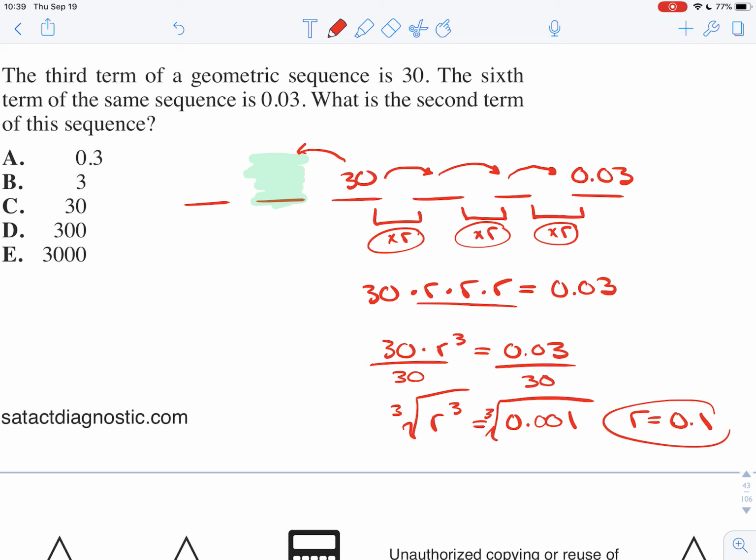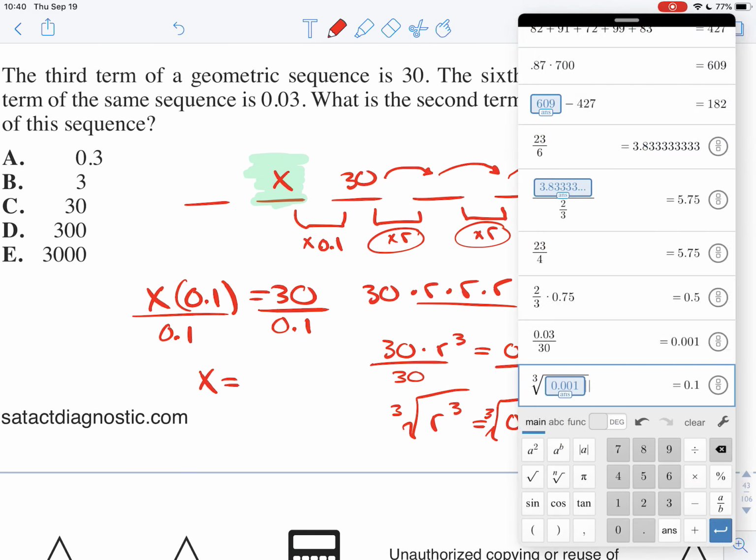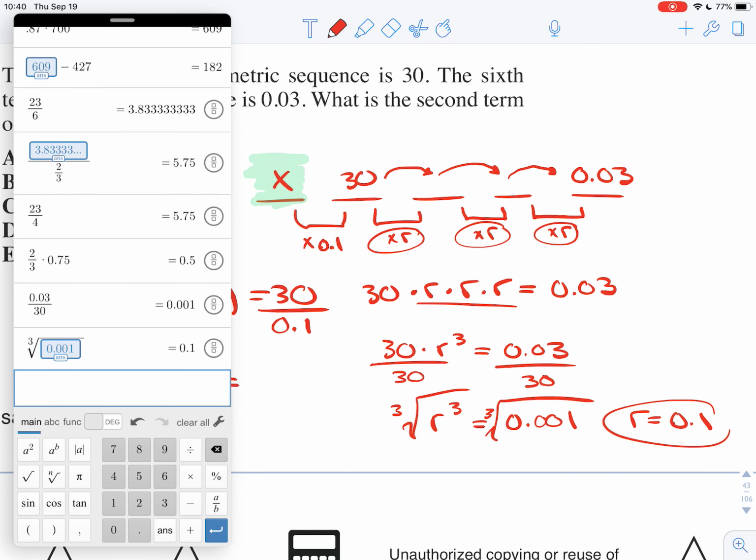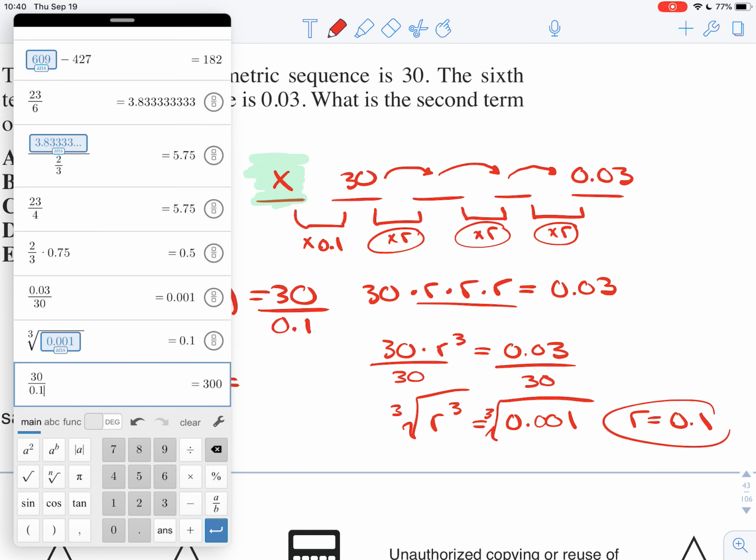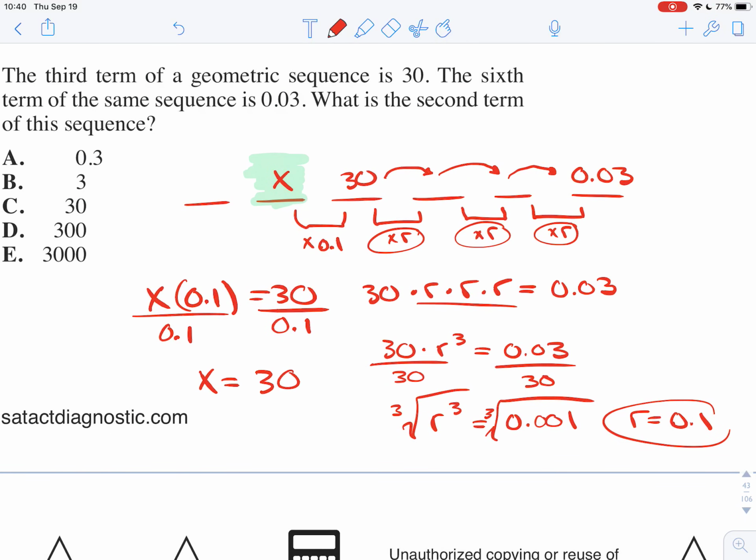You could do multiplication as well. If this is our second term, let's call that x, you could do it frontwards and say, aren't we multiplying by 0.1 to get to 30? That's true, and you'll see why that ends up being division, because x times 0.1 should be equal to 30, and therefore to solve for x, you're dividing by 0.1. So x equals 30 divided by 0.1, which gives us 300, and our answer.